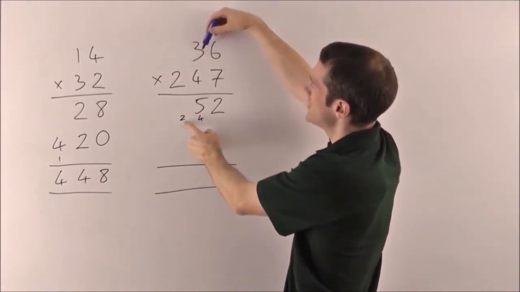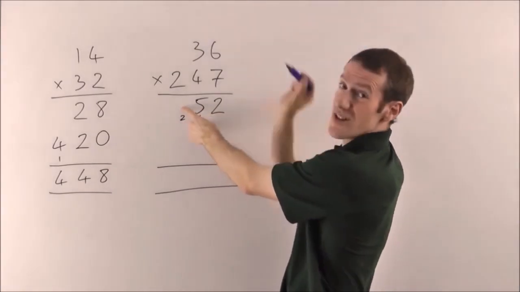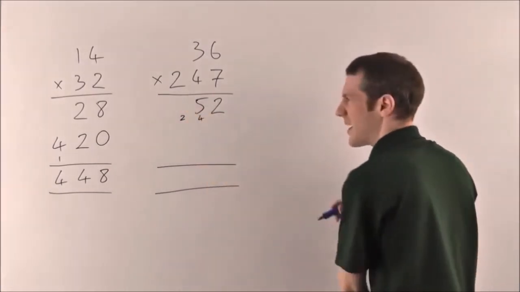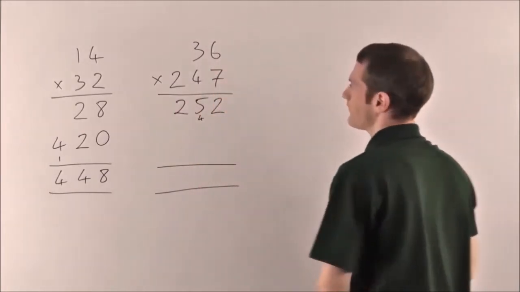When we did 3 7s to give us 21 plus the 4 and give us 25, we could have just written the 2 in there. So I'm going to do that. We'll get rid of that, and we'll put the 2 there.